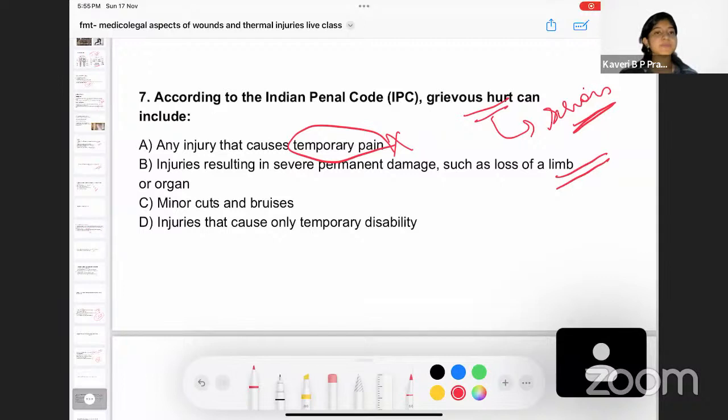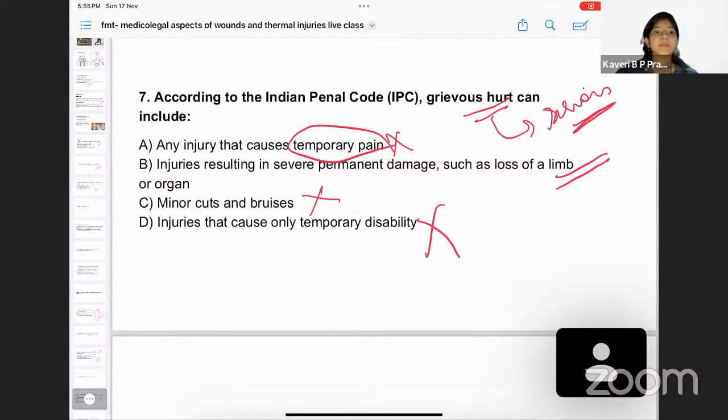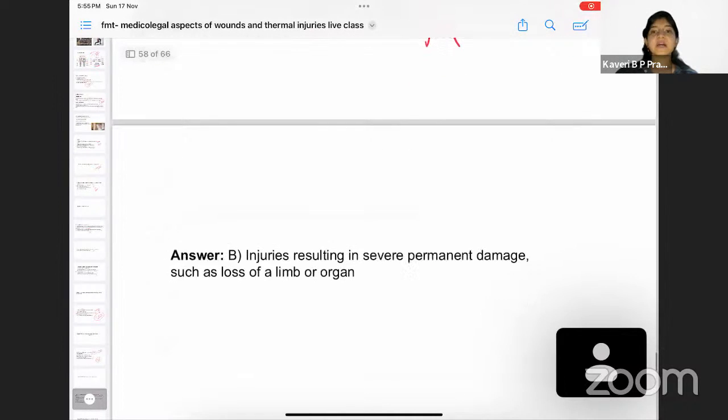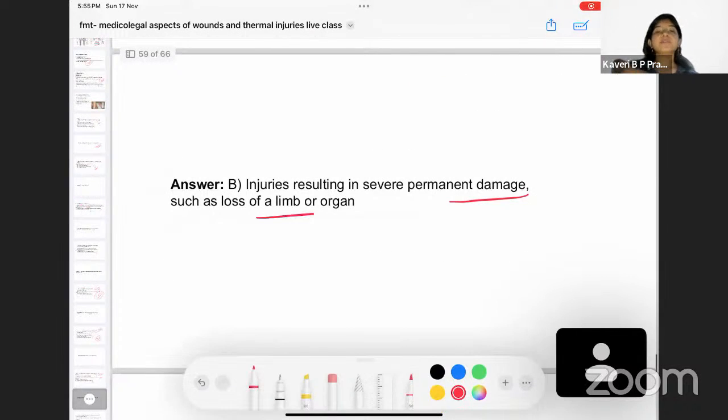Coming to the other options, minor cuts and bruises, no. Anything minor is not severe, no. Therefore, that is also excluded. Option D, injuries that cause only temporary disability, no. It is permanent disability. Therefore, option number B, injuries resulting in severe permanent damage such as loss of limb or organ.